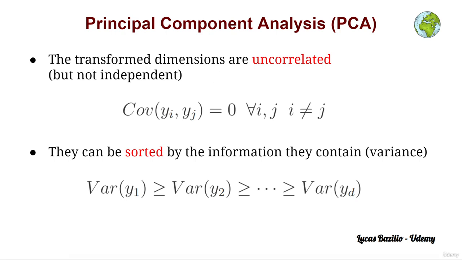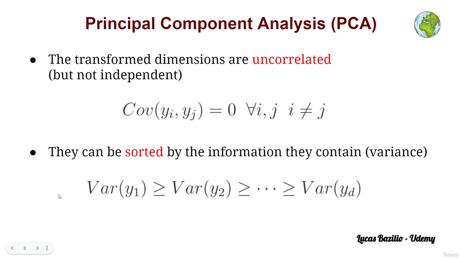So we can see here that this y with subindex i is the first transformed dimension. This y with subindex j is another transformed dimension. And this is true for any pair of transformed dimensions.